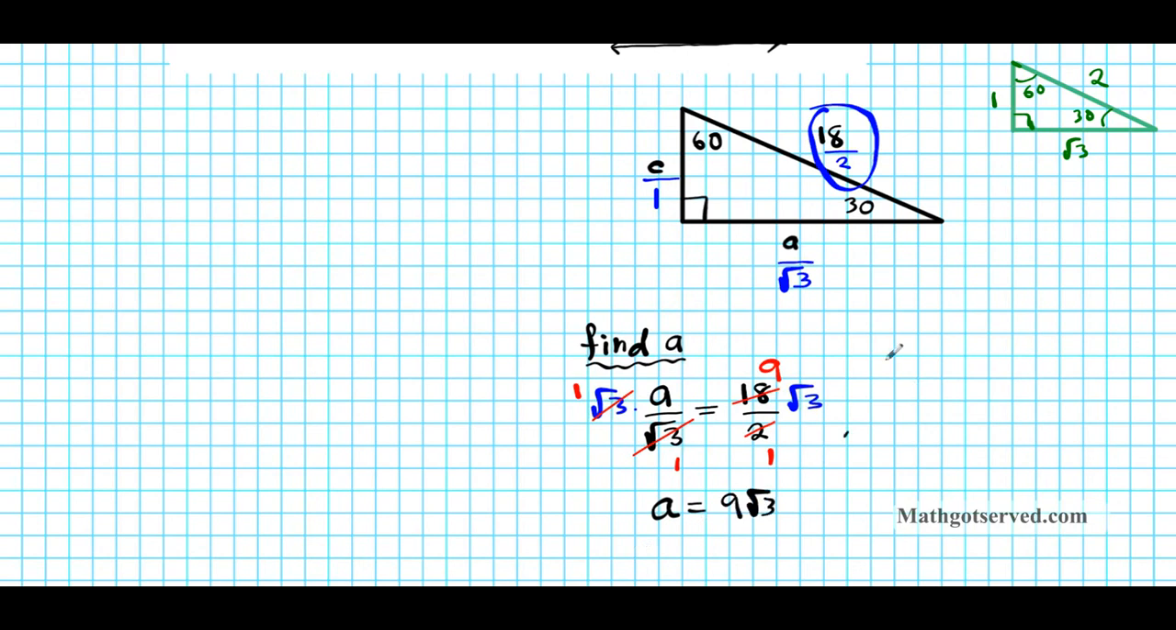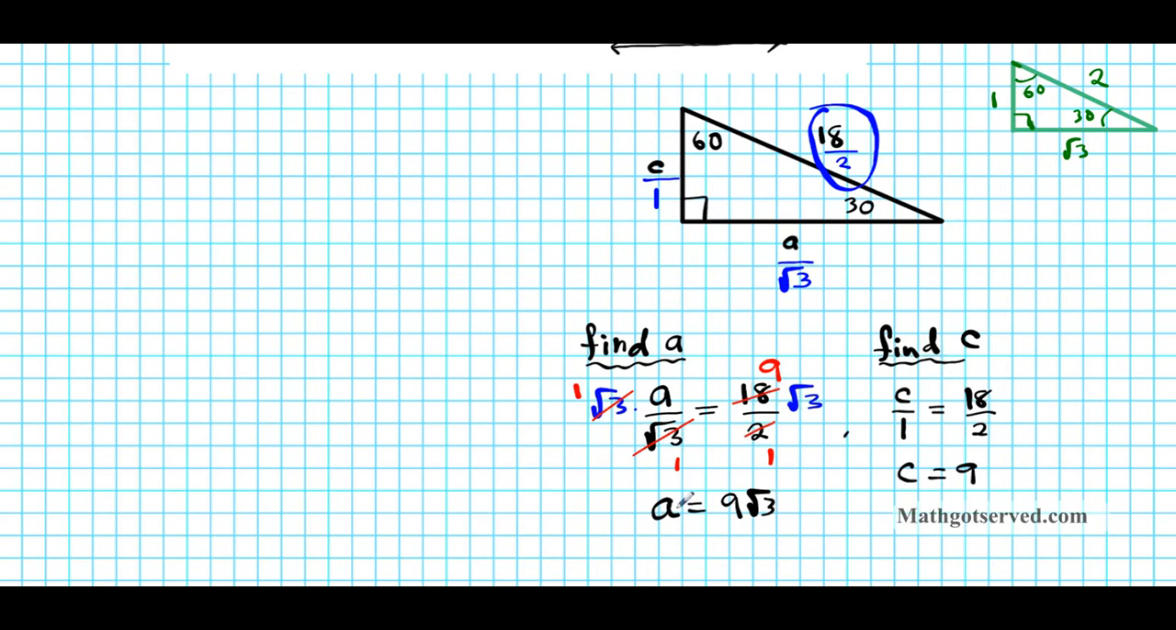Okay, alright, now let's go ahead and find C. To find C, we're going to set up the ratio that involves C. C over 1 equals the ratio that we know the values of both sides, 18 over 2. Alright, let's go ahead and solve for C. C over 1 is just C. 18 over 2 is 9. Okay, so we have C and A.